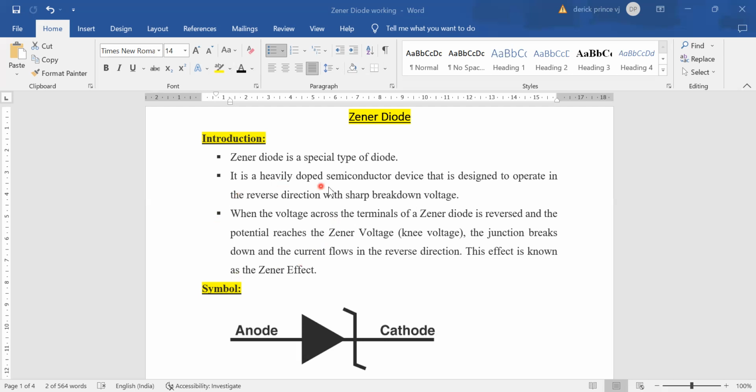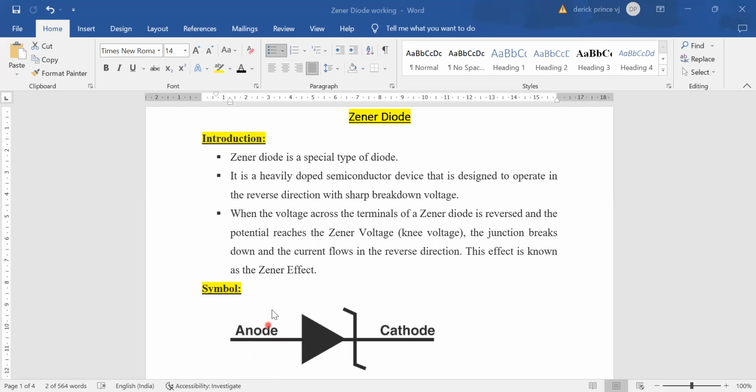The second point is it is heavily doped. It is designed to operate in the reverse direction with a sharp breakdown voltage. Sharp breakdown voltage means that it consistently maintains the constant voltage and it works in the reverse direction, as we have already mentioned in the first point. The third point is when the voltage across the terminal of a Zener diode is reversed. Reversed in the sense is, if it is anode, I'm giving minus potential to this. That is called the reverse bias.